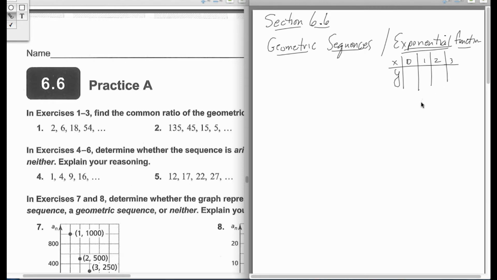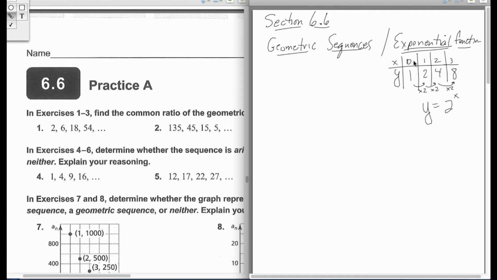So for the exponential function y equals 2 to the x, when x is 0, 2 to the 0 power is 1. When x is 1, 2 to the first power is 2. When x is 2, 2 squared is 4. When x is 3, 2 to the third power is 8. And this is increasing exponentially. You are multiplying by 2 every time to get to the next y value.